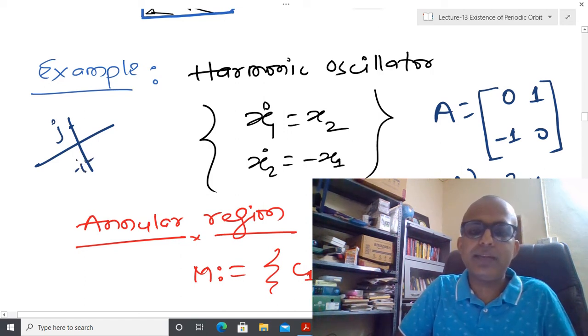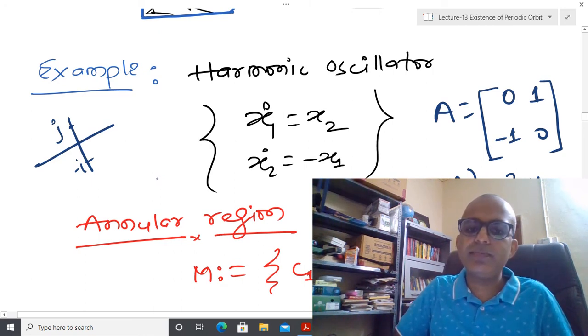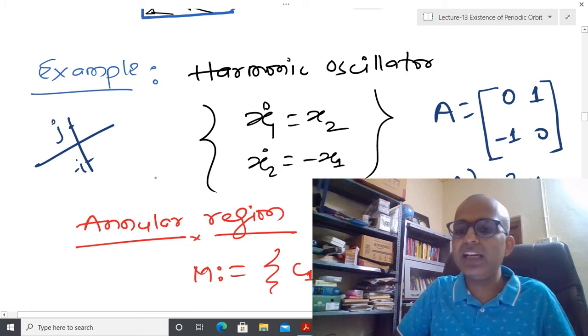Then what is the behavior? I have purely complex eigenvalues, so that is a periodic orbit. In the case of a saddle, both eigenvalues should be real, one should be positive and another negative. Then we call it a saddle.